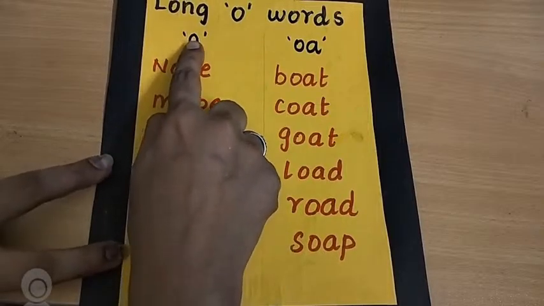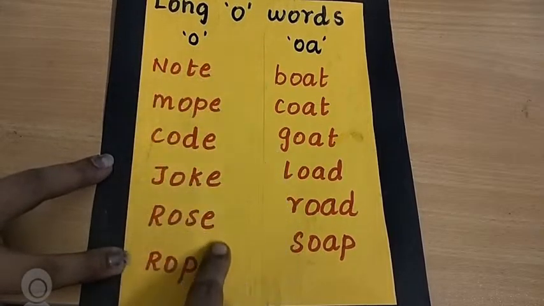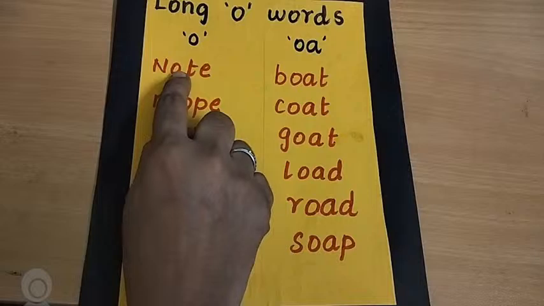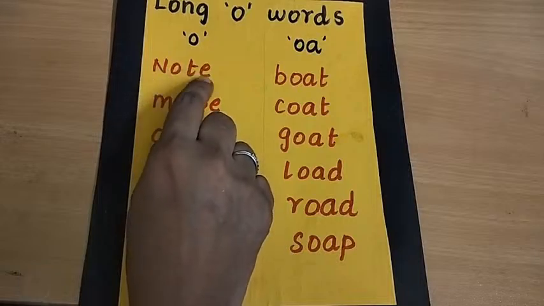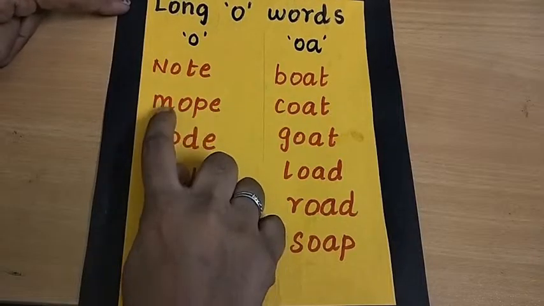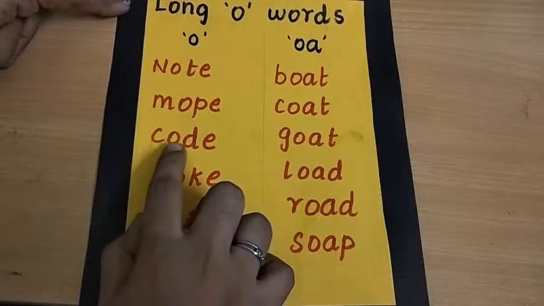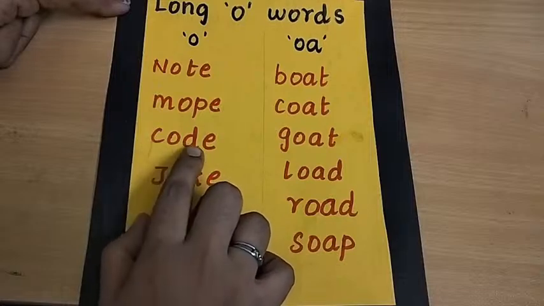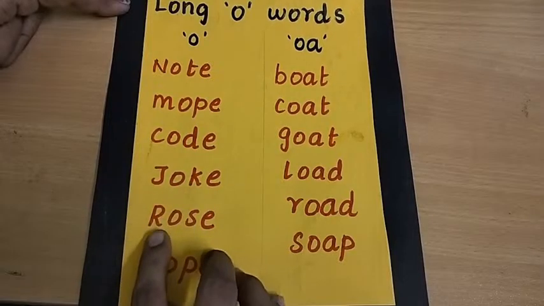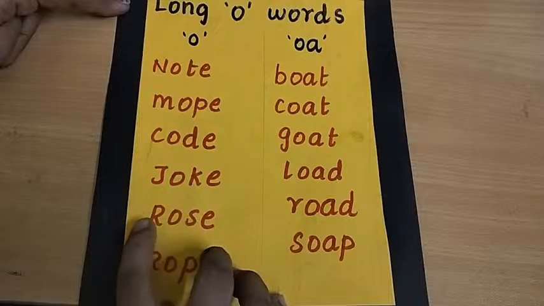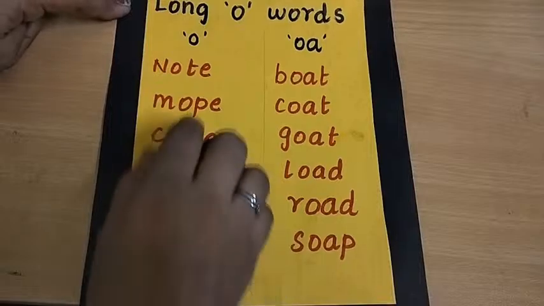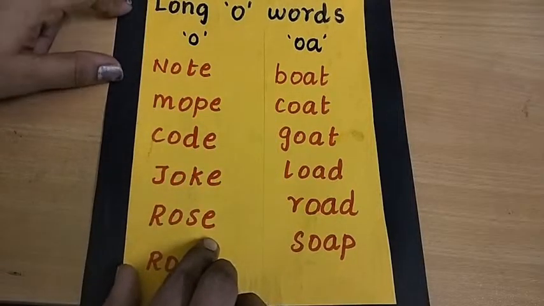So in long O vowel words, if you have E at the end, the first vowel O inside takes its actual longer sound. That is N, O, T. Note. M, O, P. Mop. K, O, D. Code. J, O, K. Joke. R, O, S. Rose. R, O, P. Rope.